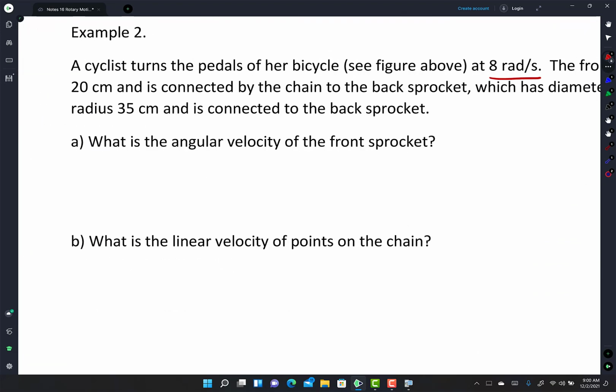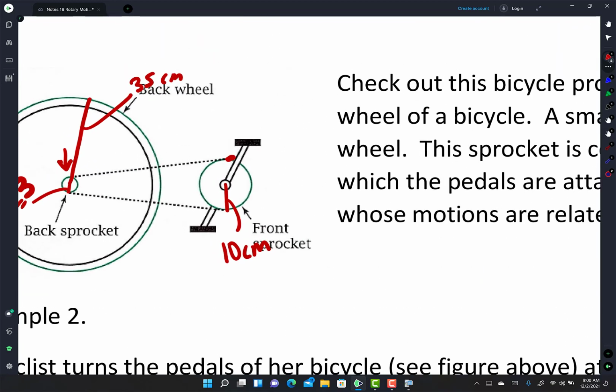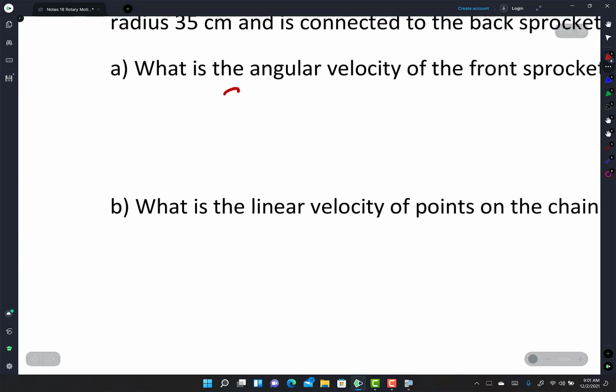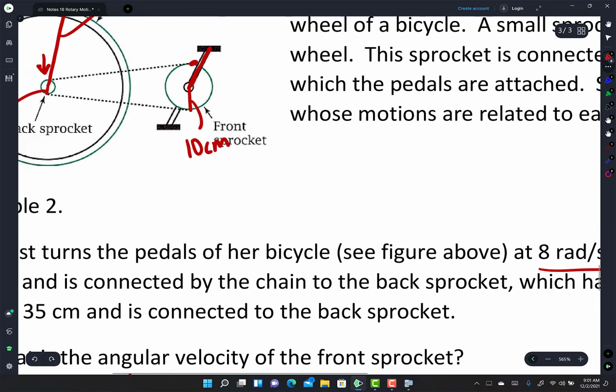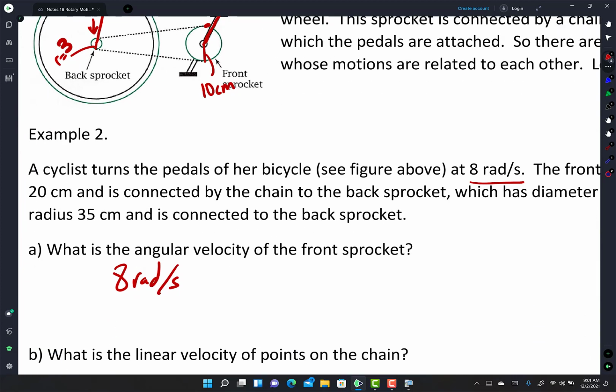What is the angular velocity of the front sprocket? Okay, well, how fast am I pedaling? So if I pedal at 8 radians per second, and because the pedals are attached to my front sprocket, doesn't that mean that my front sprocket has to be going the same angular speed? Yeah, so 8 radians per second. And if you need a description, put that the pedals are attached to the front sprocket. Are we okay so far?